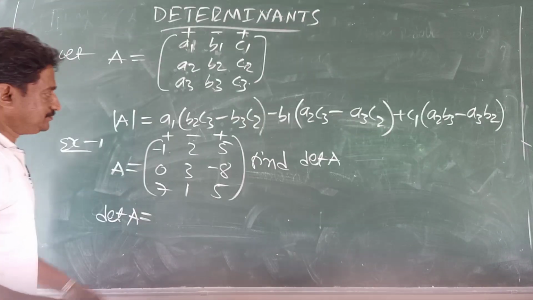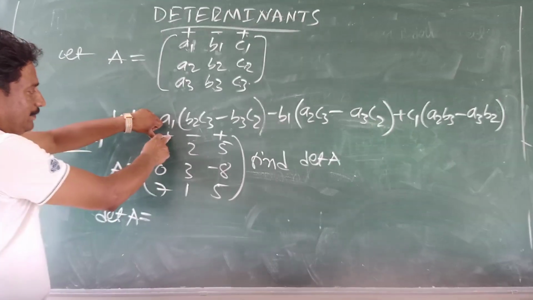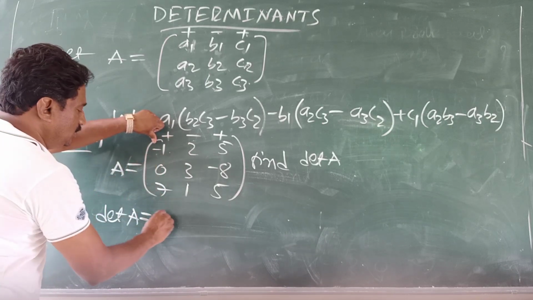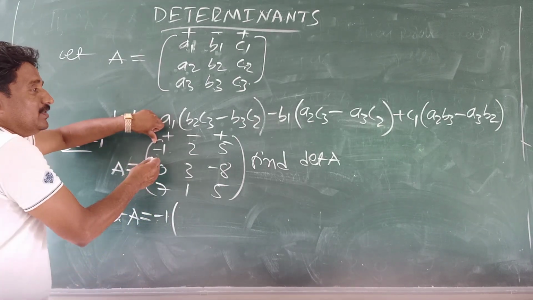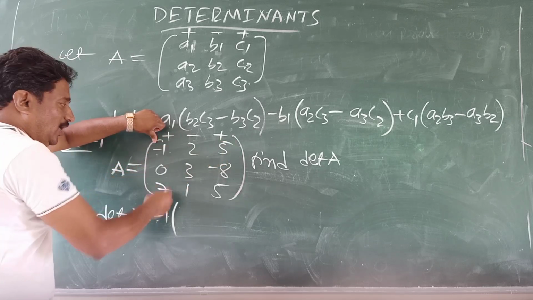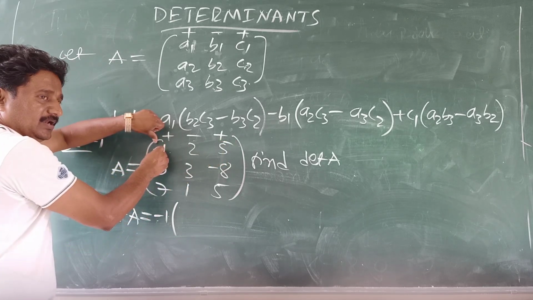Now you take plus into minus, minus 1. You take minus 1, minus 1. As usual, leave the row and column containing minus 1.